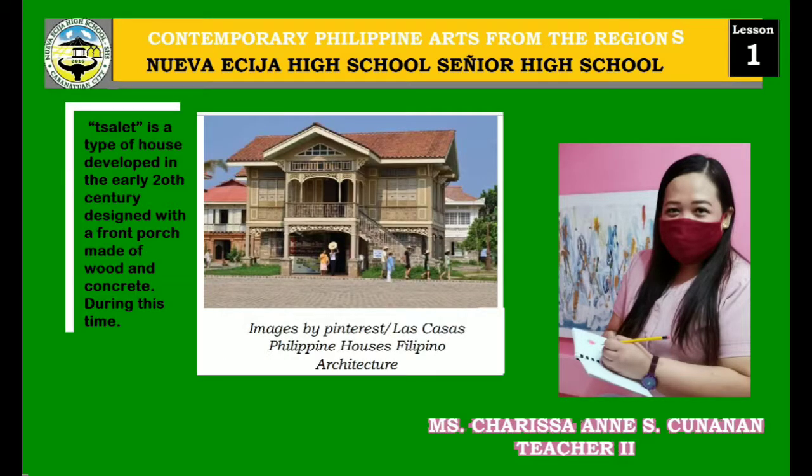The chalet is a type of house developed in the early 20th century, designed with a front porch made of wood and concrete. During this time, steel was used in buildings as protection against calamities like earthquakes. During the Marcos era, there was construction of expressways, convention centers, hospitals, hotels, malls, high-rise buildings, amusement centers, etc. All this came with technological advancements like escalators, elevators, and air conditioning.